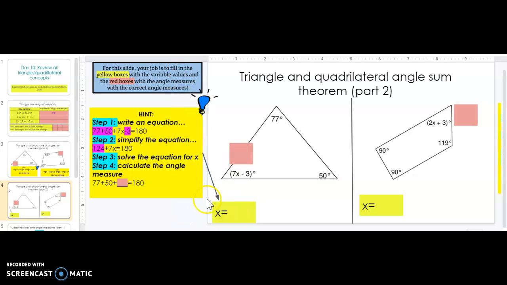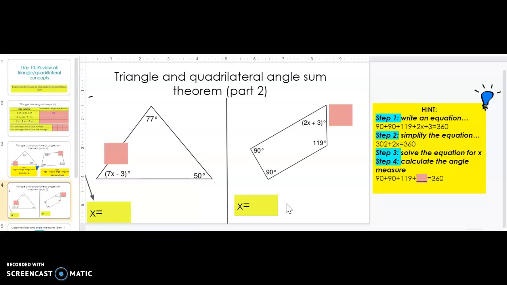Okay, now you have two options for figuring out what goes in the pink box. One thing you could do is take whatever the x value is and substitute it. You could do 7 times this number minus 3, and you should get what's in this pink box. Or if you know that 77, 50, and this angle have to add up to 180, you could just write a simple equation: 77 plus 50 plus blank equals 180, and then subtract both of these to get that missing value. If all three of your numbers add up to 180, you know that you are correct.